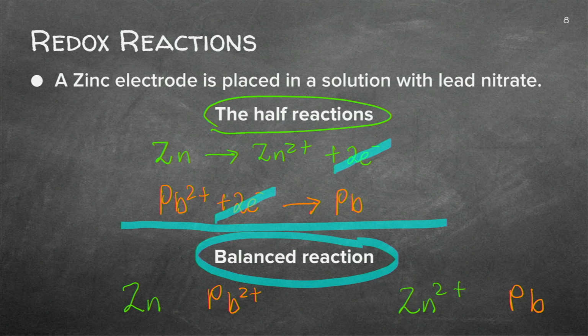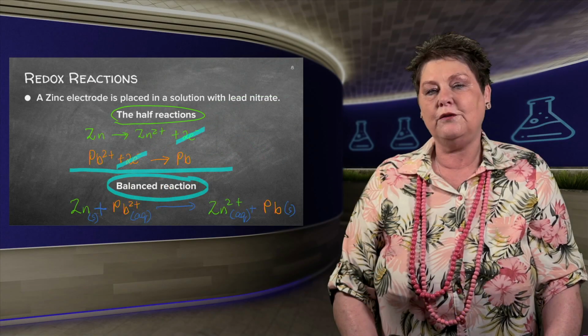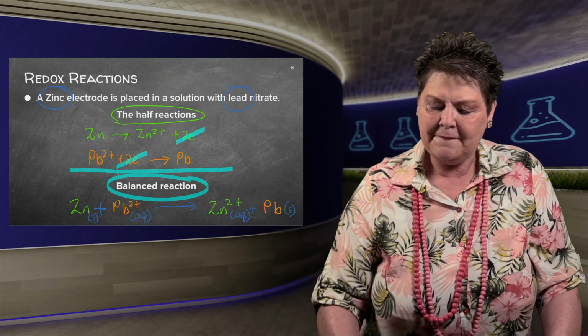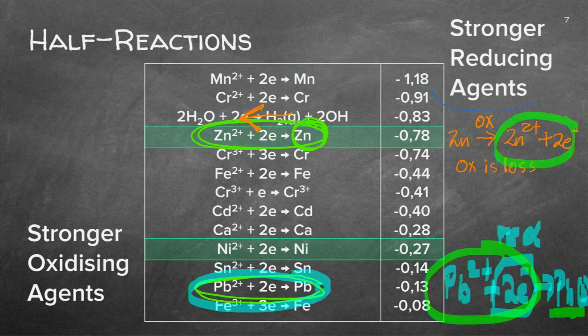Now let's just complete this equation. It's the zinc solid plus the ions of lead in solution, becoming the aqueous zinc ions and the lead in a solid phase. So the competition is between zinc and lead, and because zinc is the stronger reducing agent, it is going to give away the electrons and lead is then going to accept the electrons. That's how half reactions work.